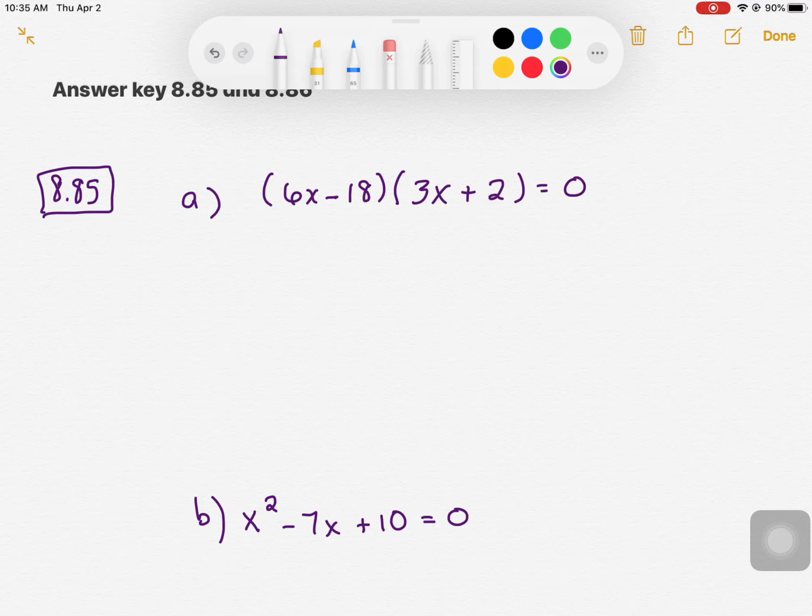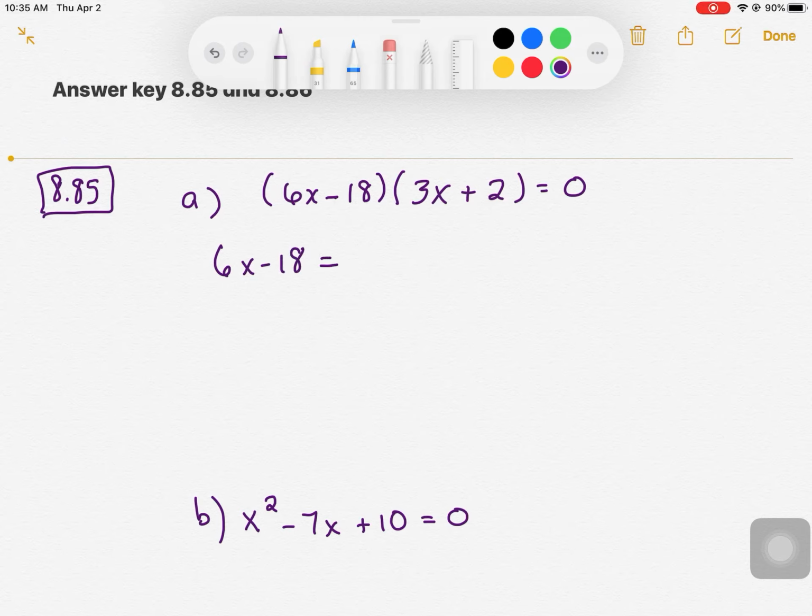So I'm going to start with 85. All four of these are going to use the zero product property. One of them is already in factored form, and then the other three we're going to put in factored form. So I'm going to start with A. A is already in factored form. You can see there are two factors multiplied together to give 0. So that means that we can break this into two parts.